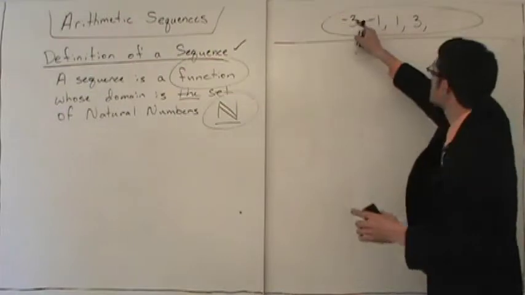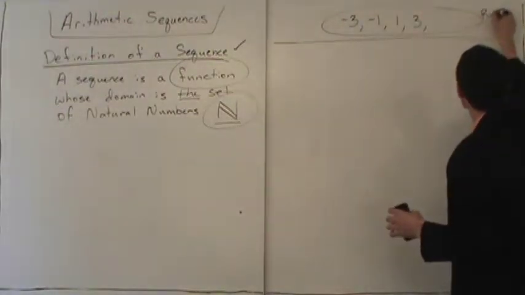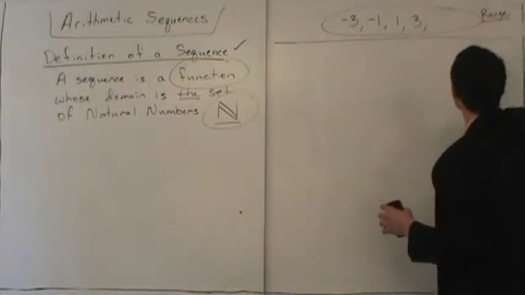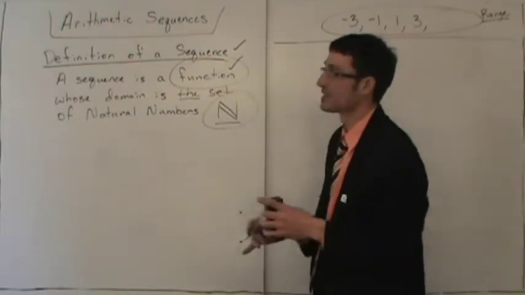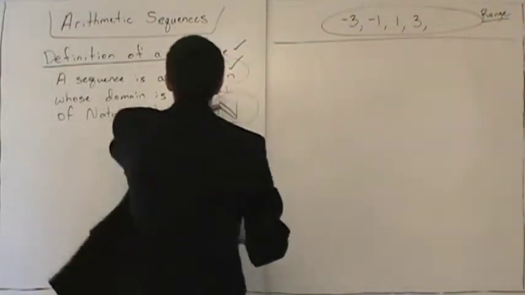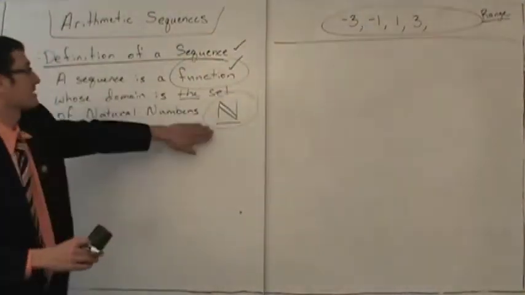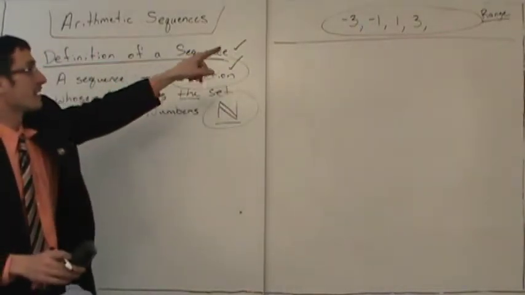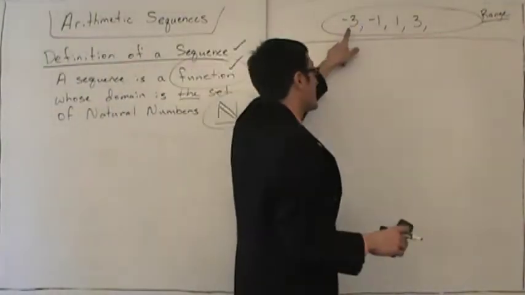Now, starting with this sequence here, I want you to take this and circle it. The sequence that you're looking at is the range. The range of what? Now, we've talked about domain and range. It's the range of the function. What is a sequence? A sequence is a function whose domain is a set of natural numbers. Up there, we circle this. This is actually our range.